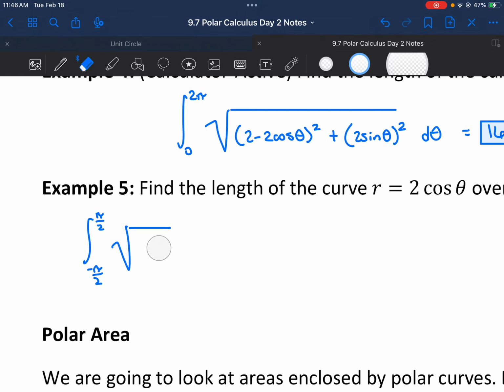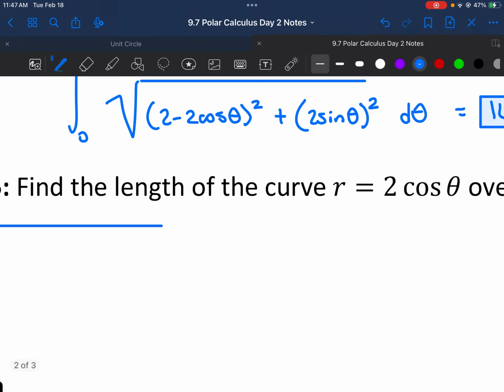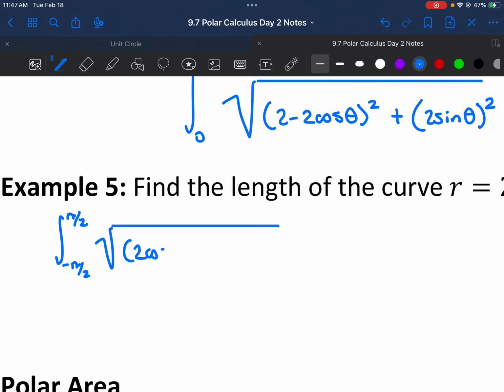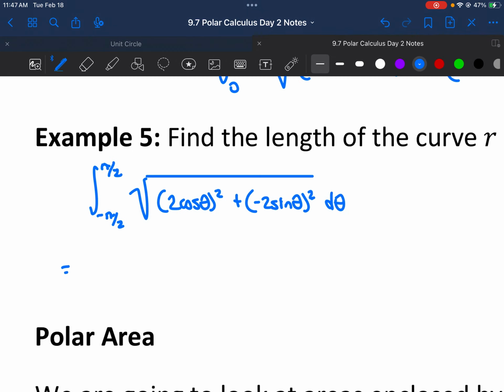Let me actually make this a little smaller because I might need a little bit of space here. So integral negative pi over 2 to pi over 2 square root. All right, first thing is r squared, so we have 2 cosine of theta squared plus dr d theta squared, so that's going to be negative 2 sine of theta squared d theta. Let's simplify this. That's a terrible integral. Hold on.